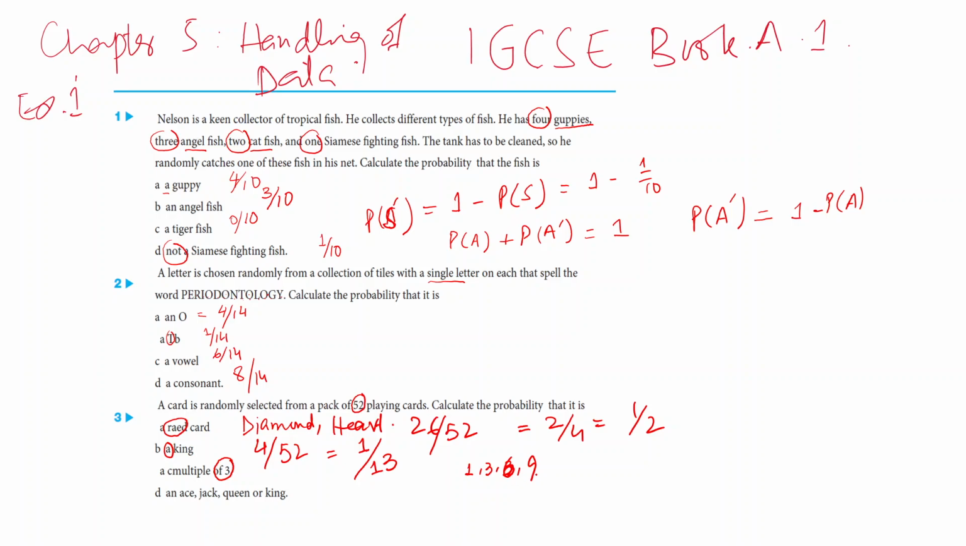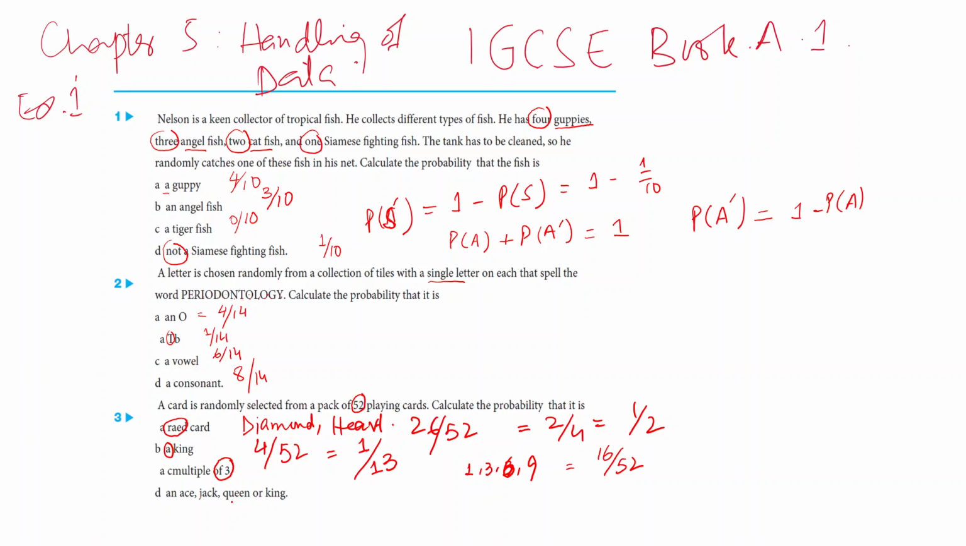So in one color, if there are 4, and in total there are 4 colors, right? So that makes 4 fours are 16 out of 52. So 16 out of 52, you can further simplify it. This is the probability of having a multiple of 3.